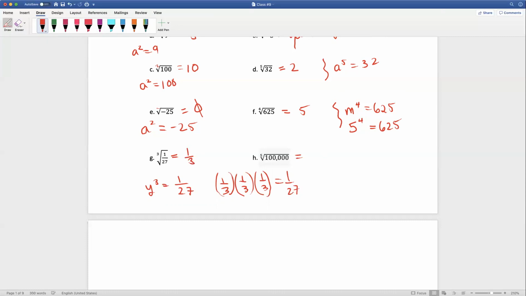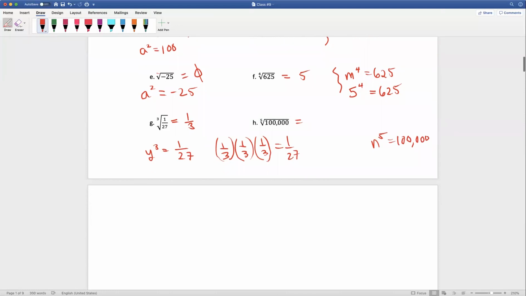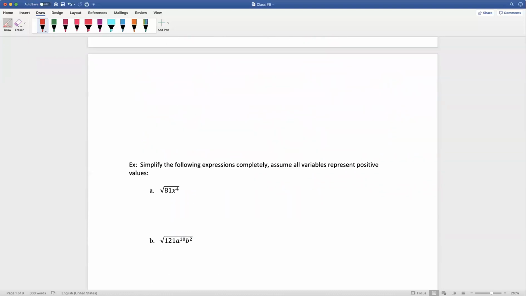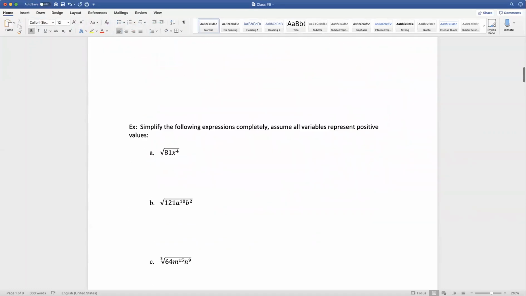For the last one, take a look at the fifth root of 100,000. Let's call this n to the fifth power is equal to 100,000. Think about what number when you raise it to the fifth power gives us 100,000. And that number is 10. 10 times 10 is 100. 100 times 10 is 1,000. 1,000 times 10 is 10,000. 10,000 times 10 is 100,000. So 5 factors of 10 will give us 100,000. So the answer to that one is 10.